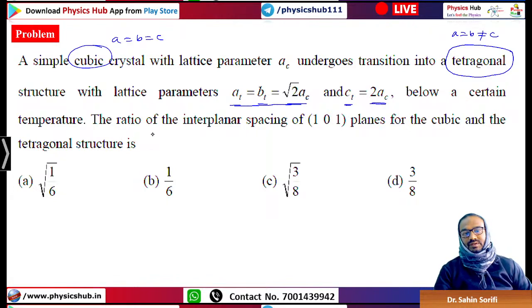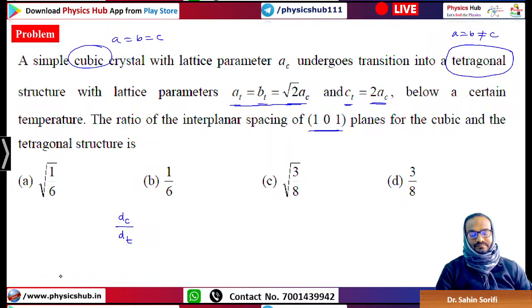Below a certain temperature, find the ratio of the interplanar spacing of the 101 planes for the cubic and tetragonal structures. So you have to find the ratio of d cubic by d tetragonal. Do it. Tell me the answer quickly.